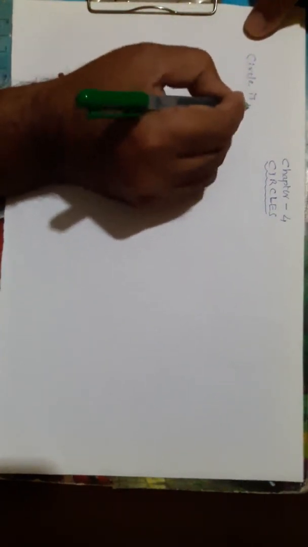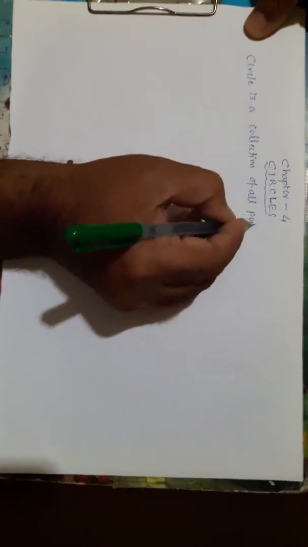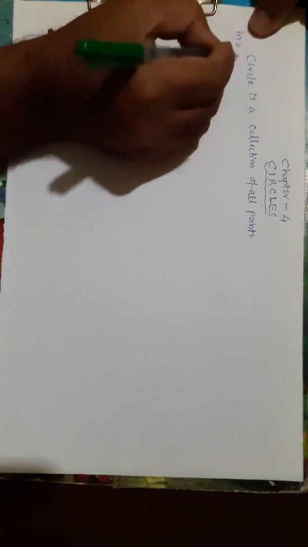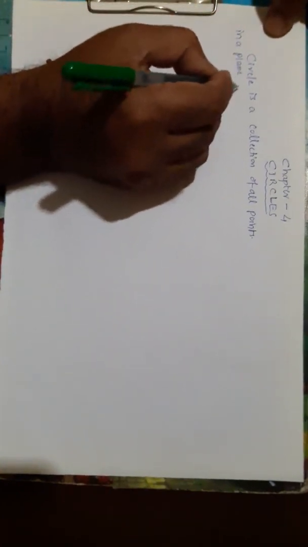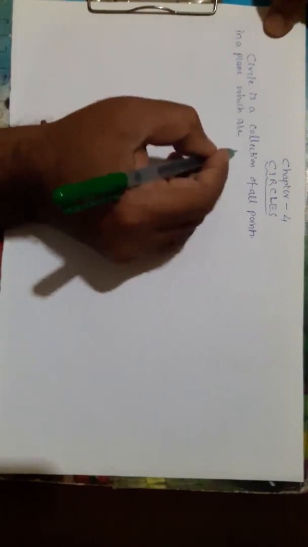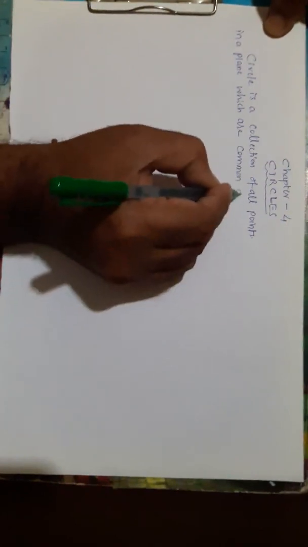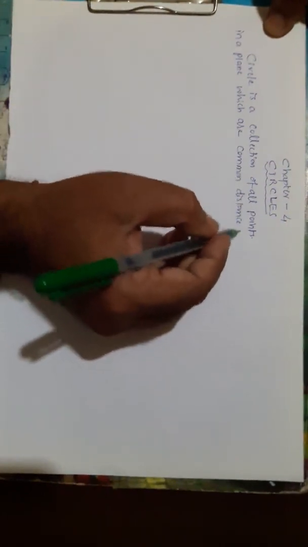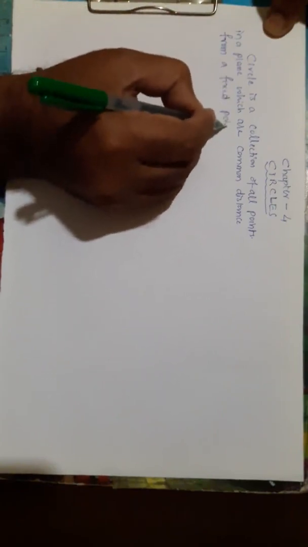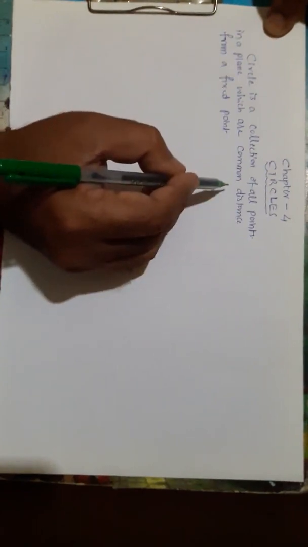What is a circle? A circle is a collection of all points in a plane which are at a common distance from a fixed point. Common distance means it is the radius of the circle.